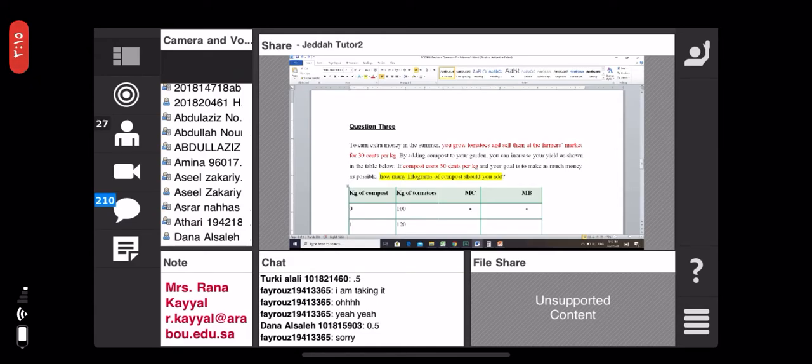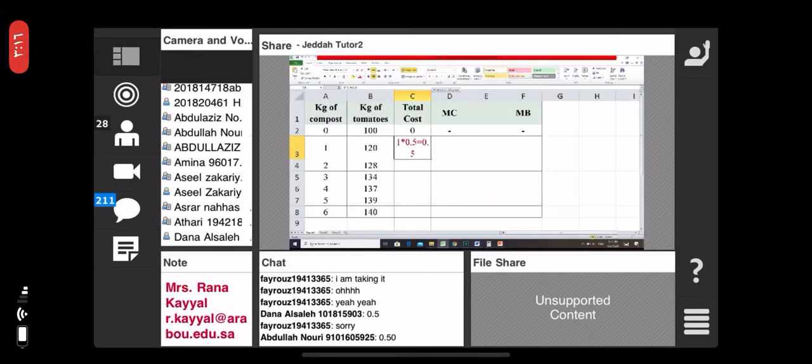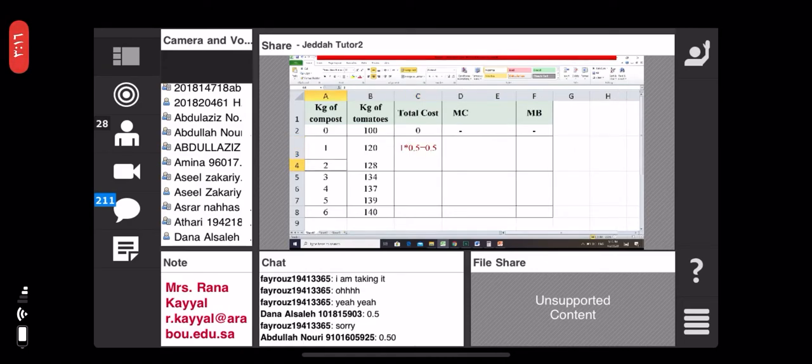Okay, don't worry, just ask now and do well in the final exams. This one is 50 cents. 50 cents equals 0.5 dollar. Let's go back. Two, I have 2 kilos of compost. How much is the cost? How did I get it? 2 multiplied by 0.5, which equals $1.